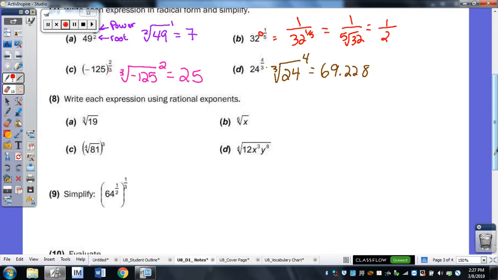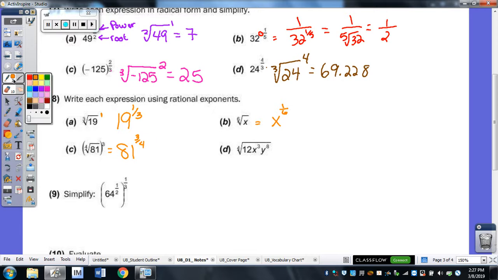So number 8, we're going to go backwards. We have the radicals. We're going to write them as fractional exponents. So for letter A, what is our power? It's not written, but our power would be 1. So this becomes 19 to the 1/3, power over root. So letter B, what would this be as a fractional exponent? X to the 1/6. C would be 81 to the 3/4.